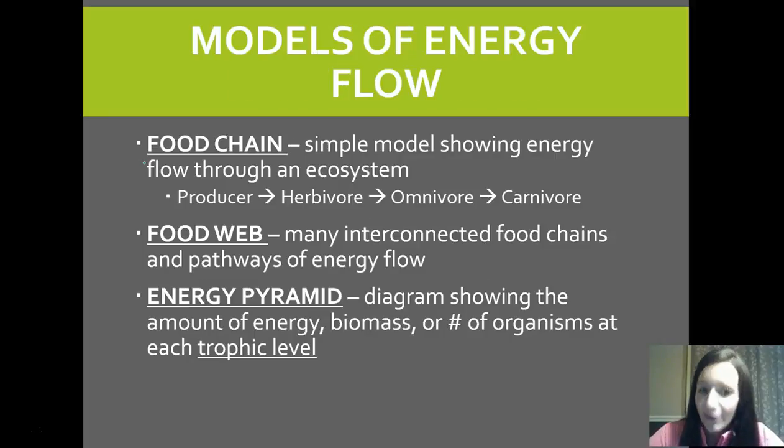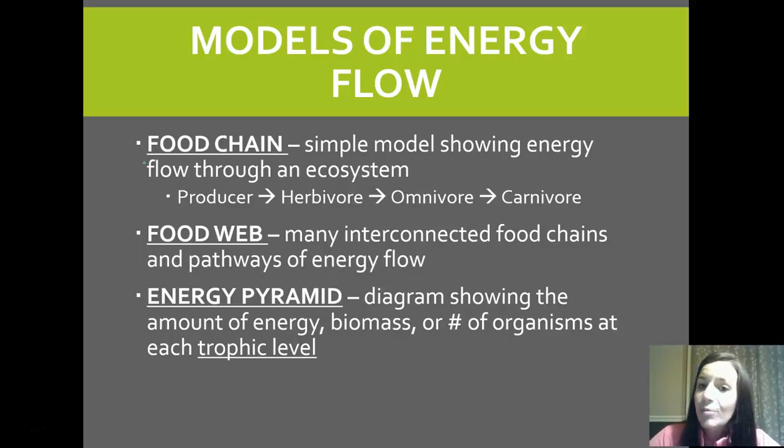There's also some models of energy flow that we need to discuss. So a food chain is the most simple model that shows the energy flow of an ecosystem. It typically moves from a producer to an herbivore, to an omnivore, to a carnivore, and sometimes there's even an additional larger carnivore at the end of that food chain. In a food web, we have many interconnected food chains, and they show all these different pathways of energy flow, which we'll look at in just a minute.